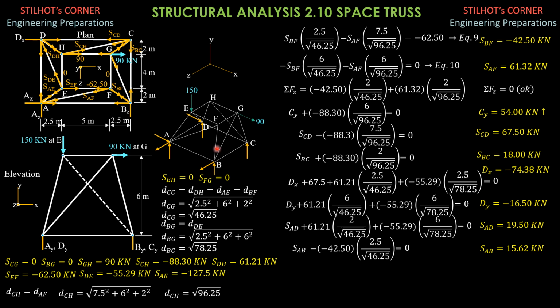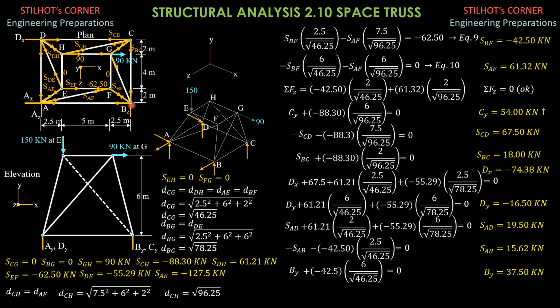Having found SAB, we have summation forces Y to solve for BY. So BY is upward, SBF is also upward, the only force that is involved. So BY plus negative 42.5 times 6 over square root of 46.25 equals 0. So from there, we can solve for BY, and BY is equal to 37.5. Positive means upward, kilonewtons.